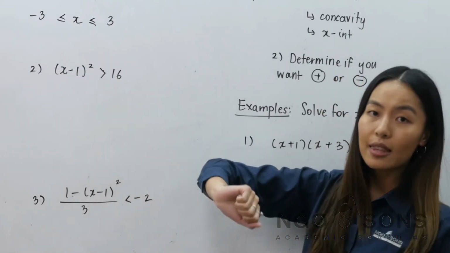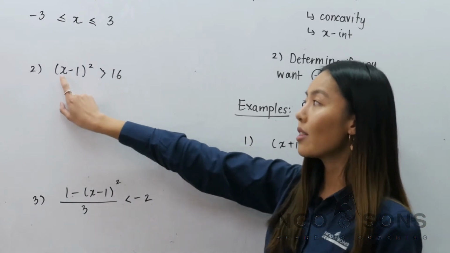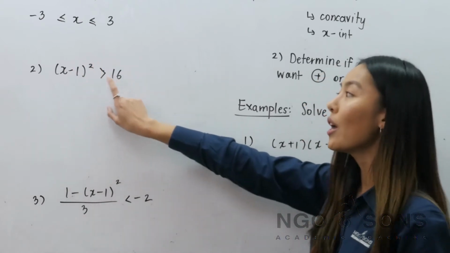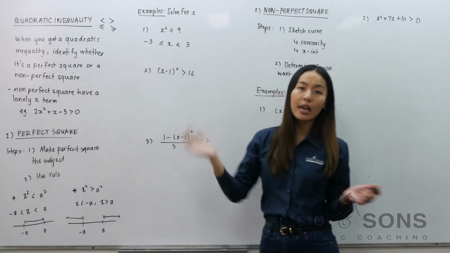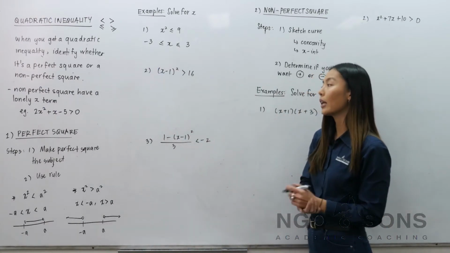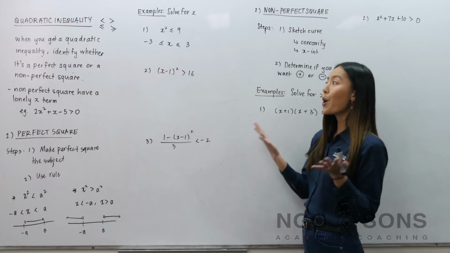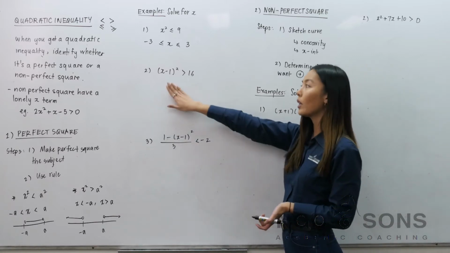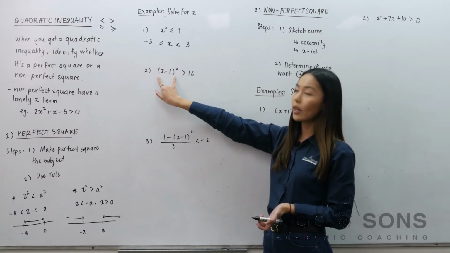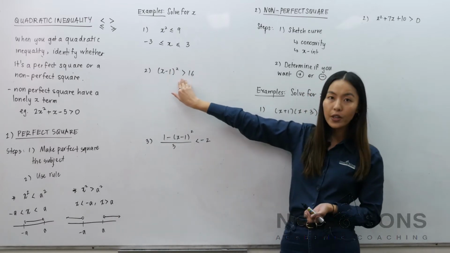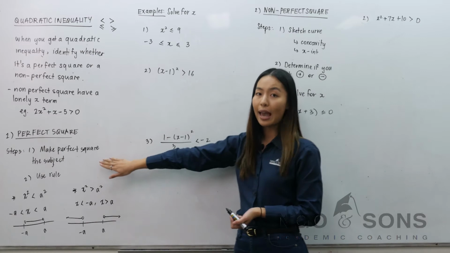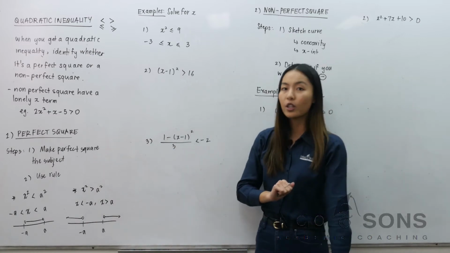What you notice in this question for me is, again, the highest power of x is 2, and I have an inequality symbol. Therefore, once again, we have a quadratic inequality. Now, this is clearly a perfect square quadratic inequality because my x is all in brackets to the power of 2. So once again, for a perfect square quadratic inequality, we have 2 steps that we're going to use.